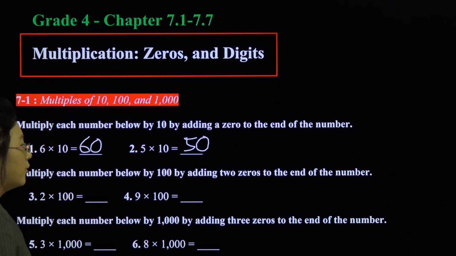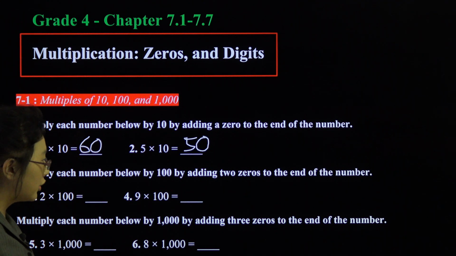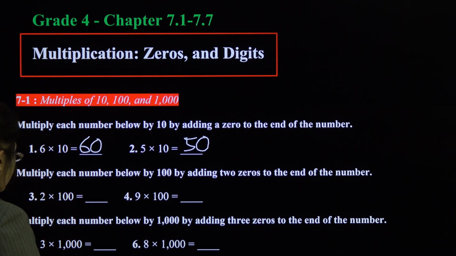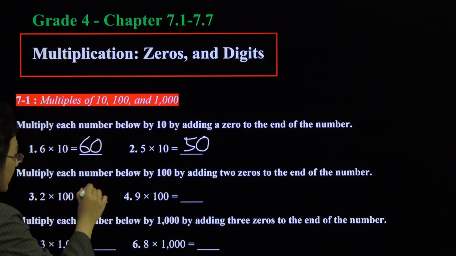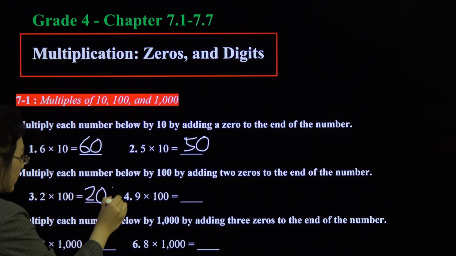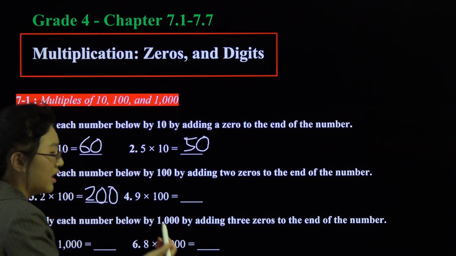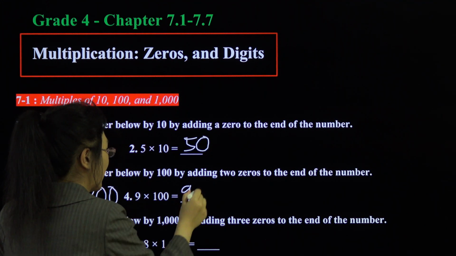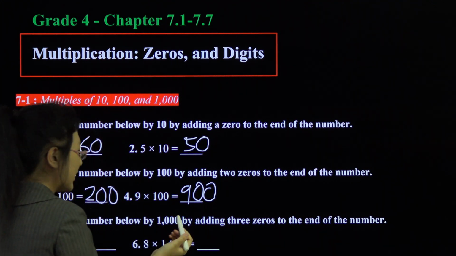Multiply each number below by 100 by adding 2 zeros at the end of the number. So if it's 2 times 100, it'd just be 2 and 2 zeros, 200. If it's 9 times 100, it'd just be 9, 2 zeros, 900.